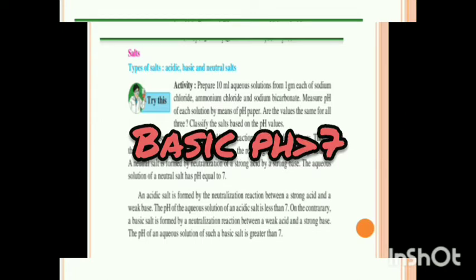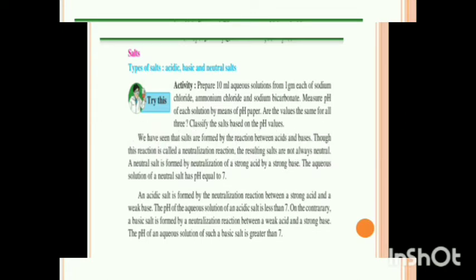So we have seen that salts are formed by the reaction between acids and bases. Though this reaction is called a neutralization reaction, the resulting salts are not always neutral. It's not necessary that the resulting salt will always be neutral. Here we have seen in the experiment that the pH values of all three solutions are different.